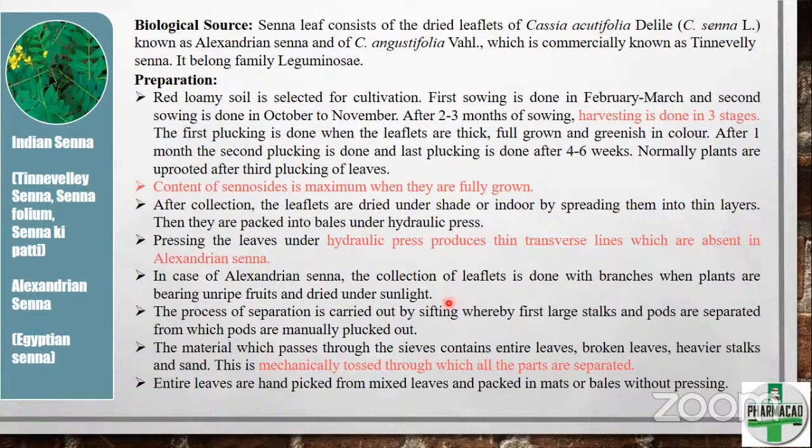Okay, because here the leaflets are collected with branches when plants are bearing unripe fruits and dried under sunlight. Now, the process of separation is carried out by sifting, where senna is also present as pods or stalks. They are separated by manual plucking. Further, these leaves are mechanically tossed, through which all the parts are separated. Entire leaves are handpicked from the mixed leaves and packed in mats or bales without pressing.